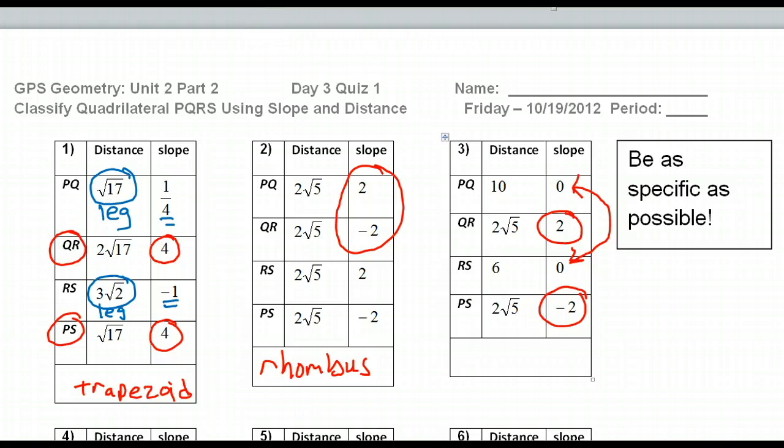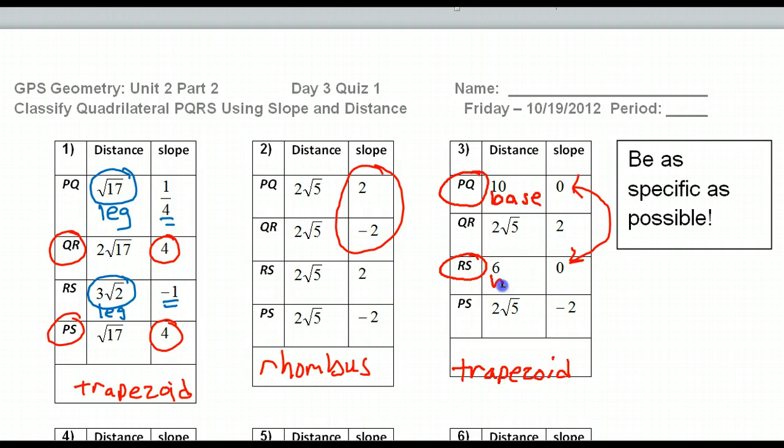Well, a trapezoid has one pair of parallel sides. So looking at the 0 and the 0, there is one pair of parallel sides. Okay? So this is definitely a trapezoid. So I'm going to go ahead and write down trapezoid right now. These sides are parallel because 0 and 0, they both have the same slope. These are the bases. This is a base and this is a base.